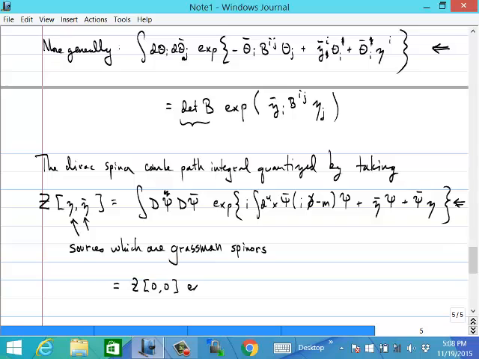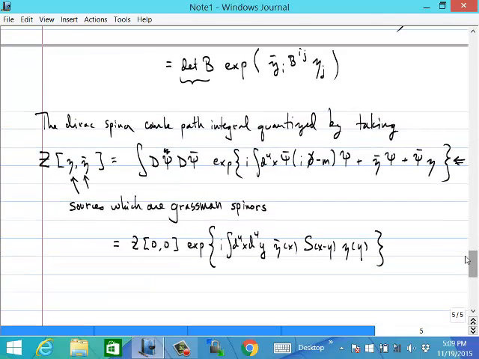We get this exponential term, and it's the exponential of the integral d^4x d^4y, eta bar of x times something that I'll call S, times eta of y, where S is the inverse of the Dirac operator. And we already computed the inverse of the Dirac operator when we quantized the free Dirac field.